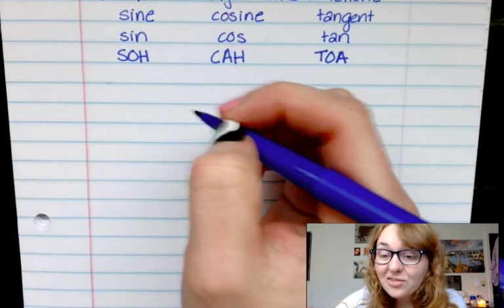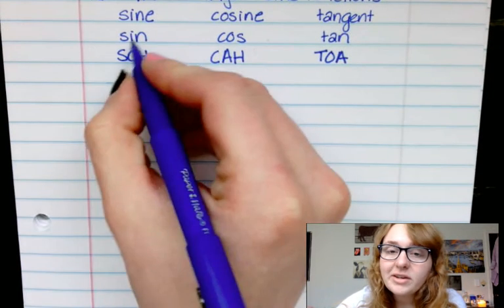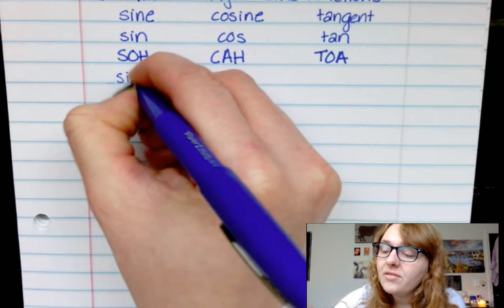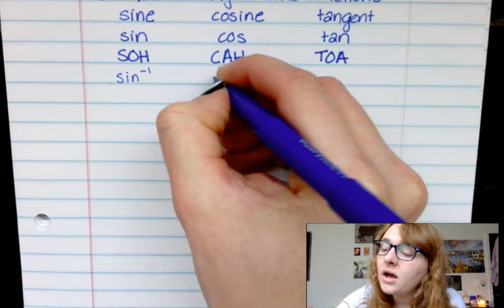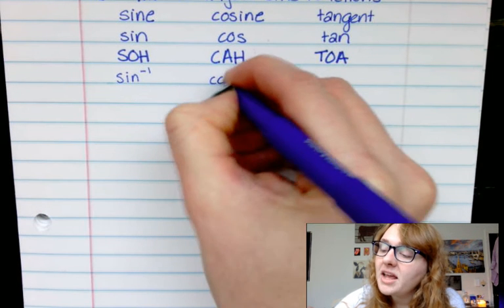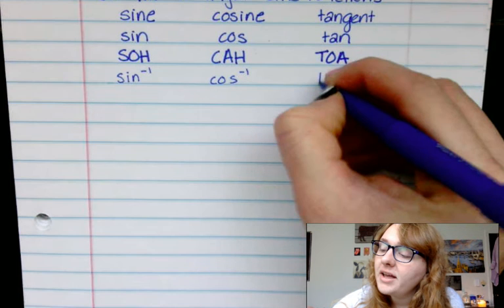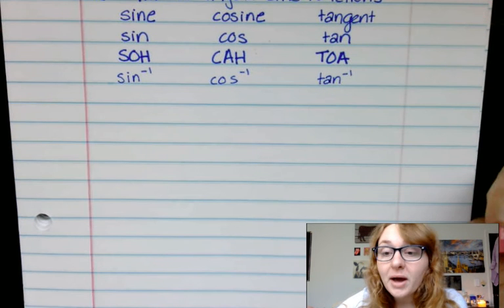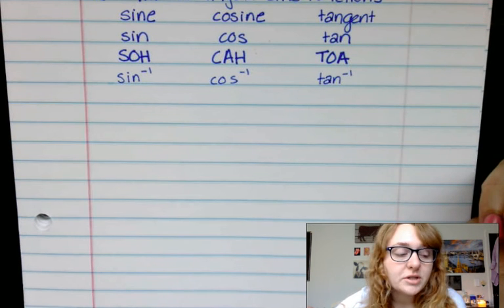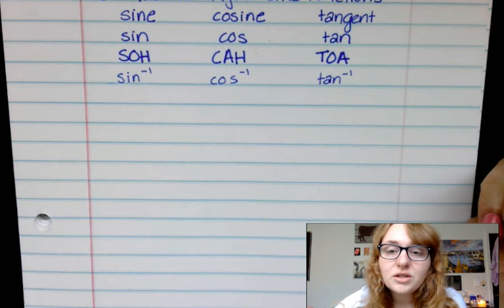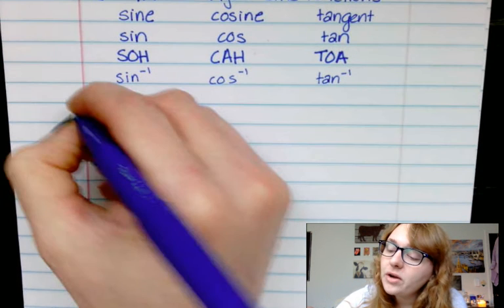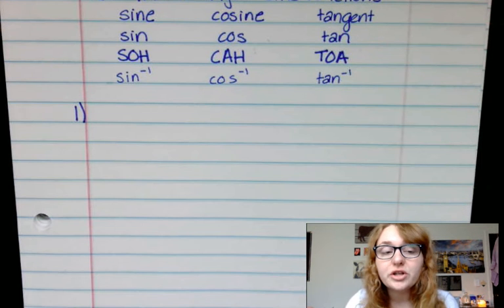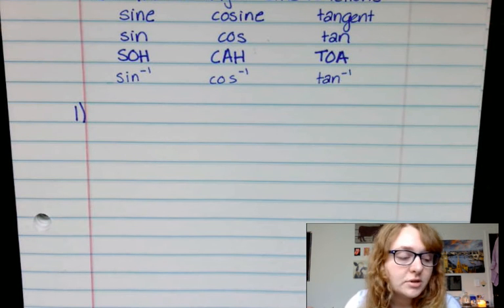All right, so our inverse trig functions look very similar to our abbreviations, only they're going to have an exponent of -1. So we have sine, cosine, and tangent raised to the -1 power, and that is our inverse here. We are going to go ahead and just jump into some examples using a calculator. So these are just going to be calculator examples.